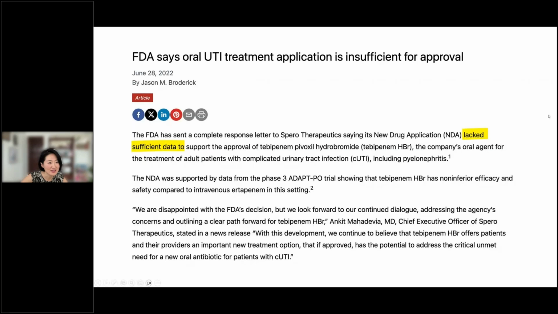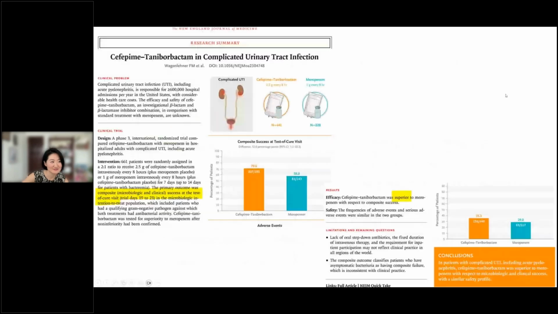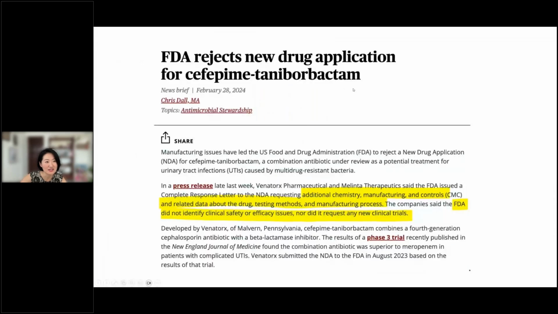And the third example is cefepime-taniborbactam. This is one of the rare antibiotics in which its phase 3 trial actually showed superiority compared to meropenem as a control arm amongst patients with complicated urinary tract infections. This is highly unusual as the typical methodology is non-inferiority, which I'll explain later on.